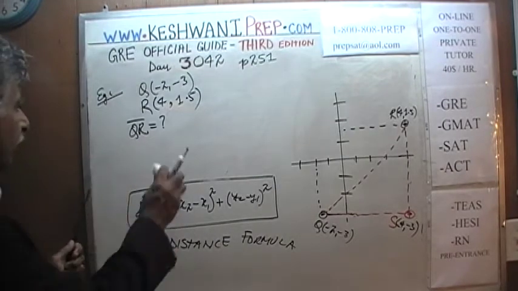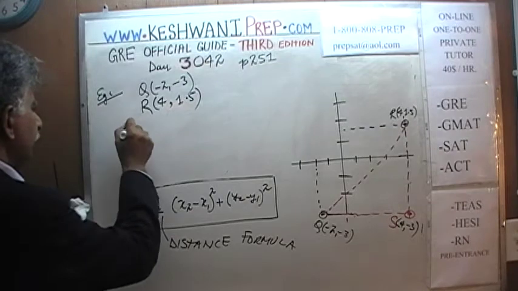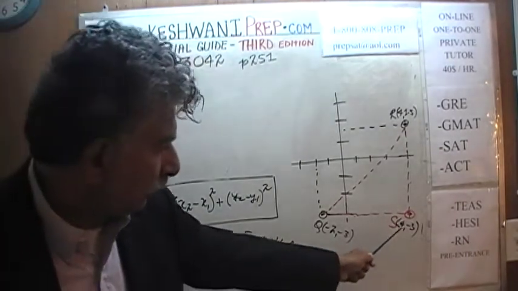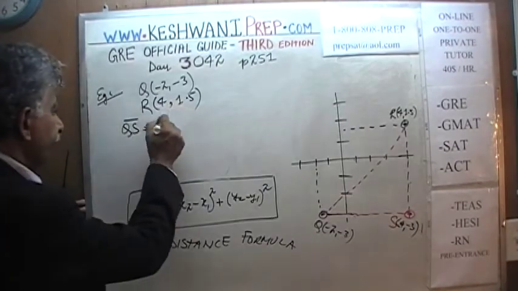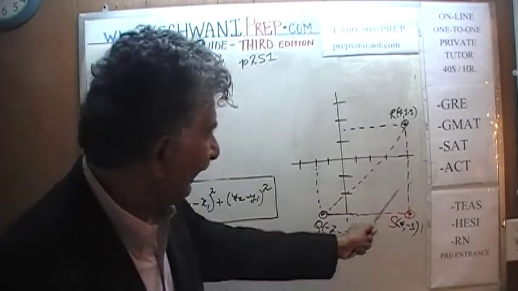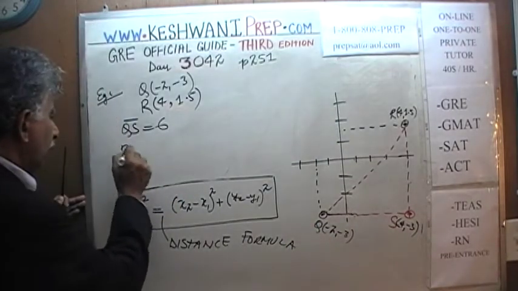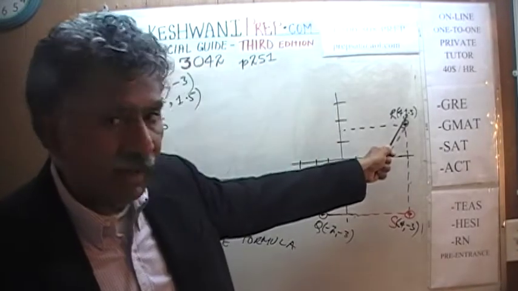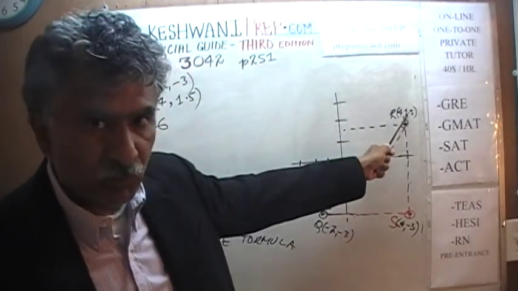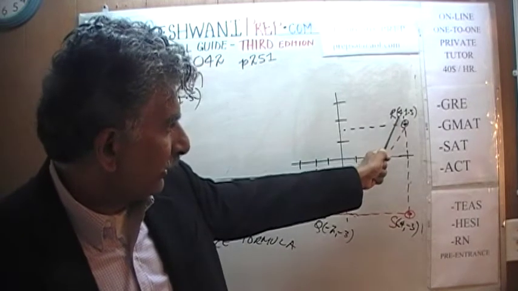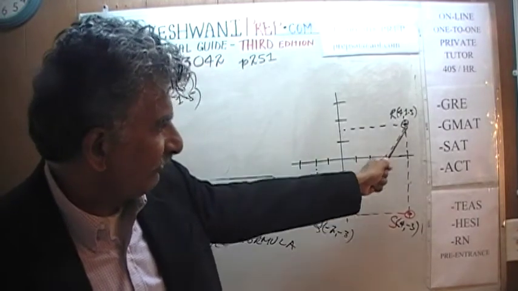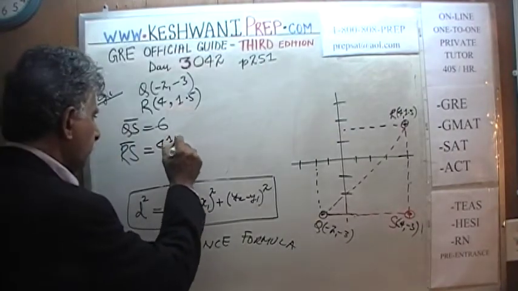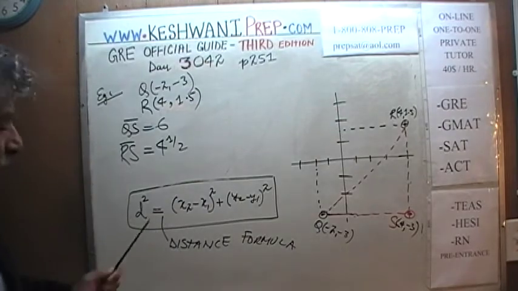Let's do it up here. Distance from Q to S goes all the way from negative 2 to 4, which is 6. And the distance from R to S goes all the way from negative 3 to 1.5, which is 4.5. From point R to the x-axis is 1.5, and then we have 3 more units here, so it's 4.5. That's it.